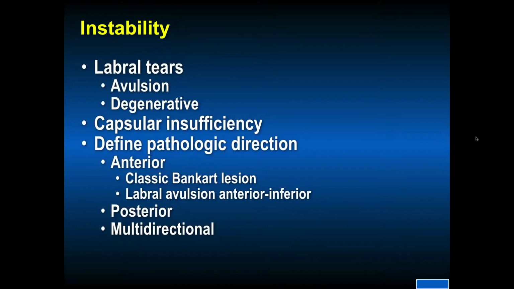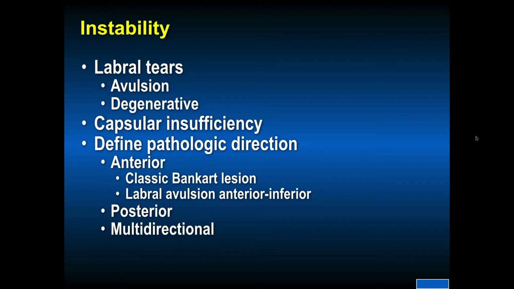Instability of the shoulder is quite common. Labral tears can occur, being avulsed from the glenoid, more commonly anterior than posterior. Sometimes we'll see degenerative labral tears in somebody that's a weightlifter. There can also be capsular insufficiency, as in a multi-directional instability where the capsule is just stretched out.